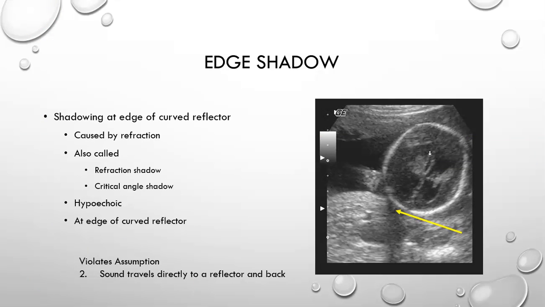There's this particular type of shadow known as an edge shadow or critical angle shadow. It can be caused by refraction. This is a hypoechoic region at the curved edge of a curved structure. So we see shadowing in this area down here due to the curvature of the fetal skull, and this causes a refraction artifact, what we call a critical angle artifact, and we see this shadowing that occurs in the structures posterior to that.